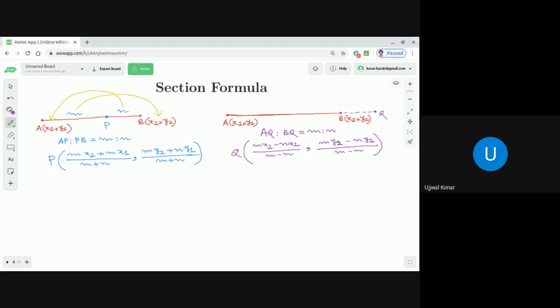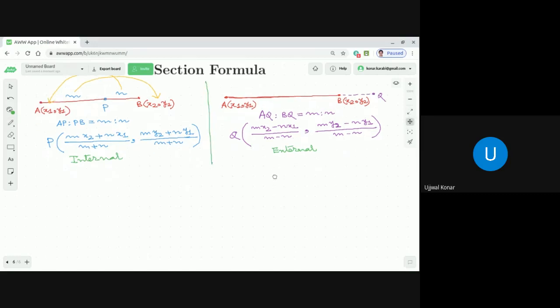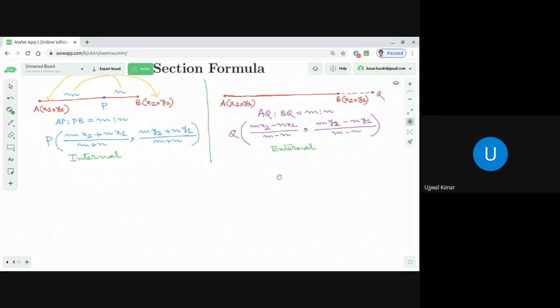So let me write it down here. So this is known as internal and this is known as external. So any understanding difficulty or anything, please do let me know. Now you may have a question: sir, how to derive this?